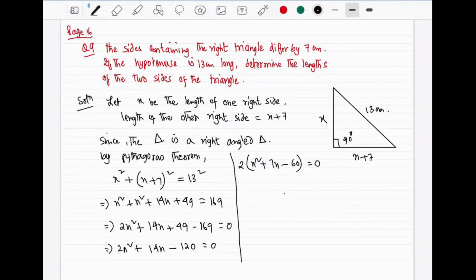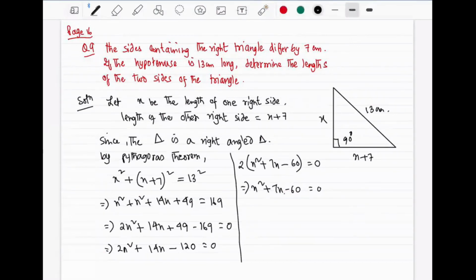So remove the 2. Take the 2 to the other side. 0 by 2, you get 0. So what is remaining is, okay, now do middle term splitting. Multiplication 60, subtraction 7. On multiplication is 60, on subtraction it is 12.